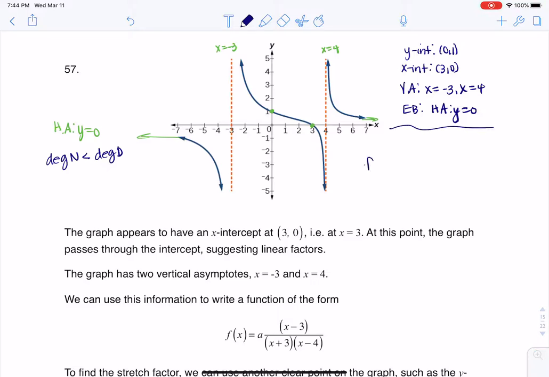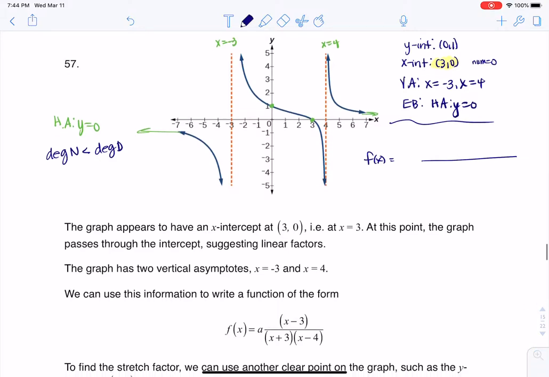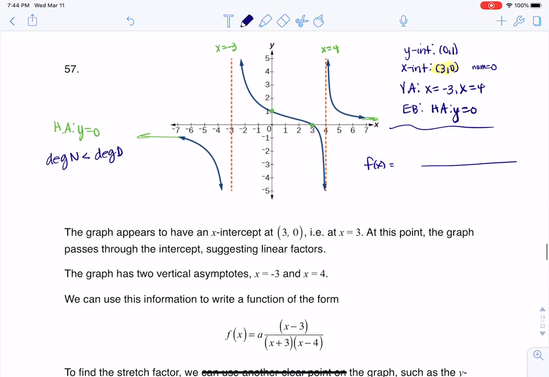Let's go make a function. So f of x is going to be some kind of rational function. I'm going to save the y-intercept until the end. Let me go with the x-intercept at (3, 0). X-intercepts happen whenever your numerator only zeros out, which means I'm going to have a factor of x minus 3 in my numerator.